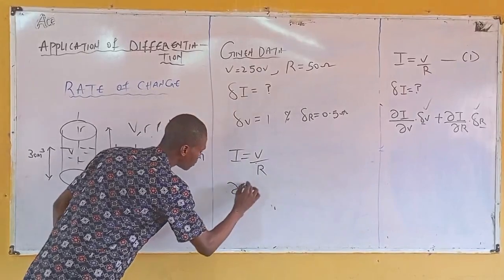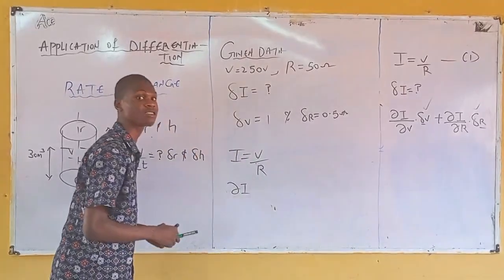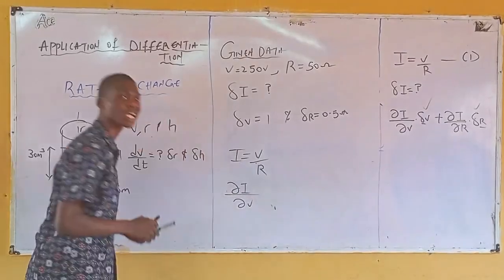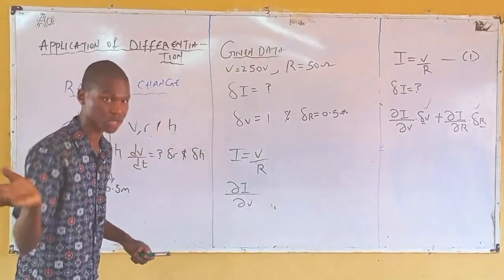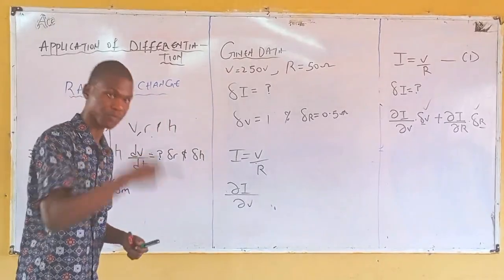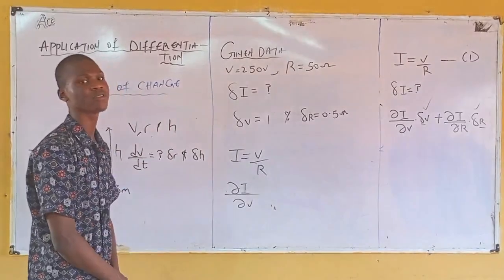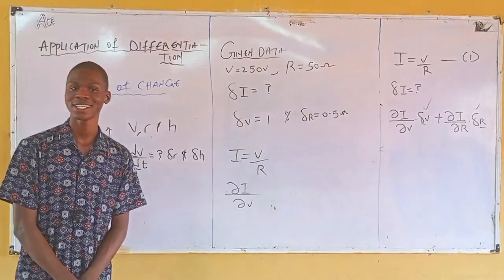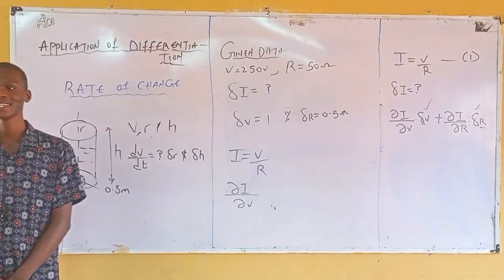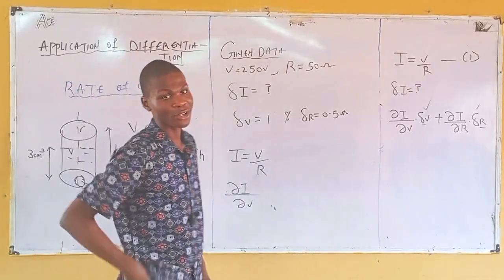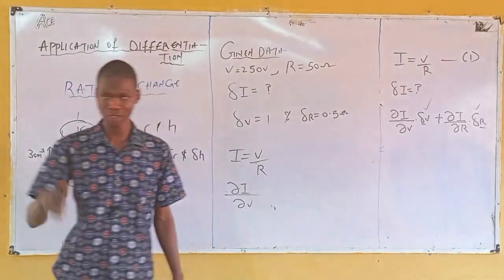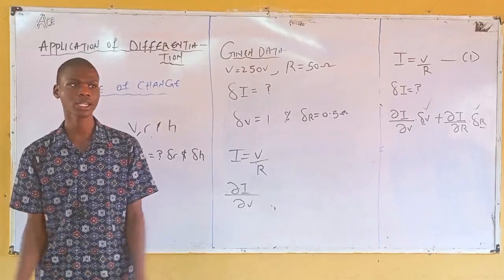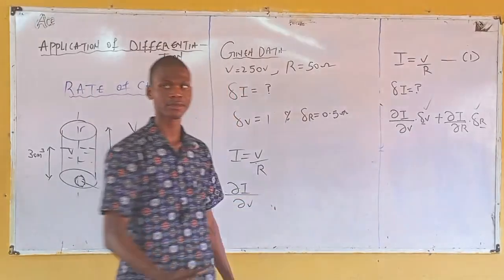Do you know what partial derivative means now? If you are solving the partial derivative of I with respect to R, take anything that has to do with R as constant. Your interest should be what? V. Now solve. What will be your partial derivative here? Wait. I don't know if that is correct, but are you sure about what you are telling me? I need a chorus answer now.